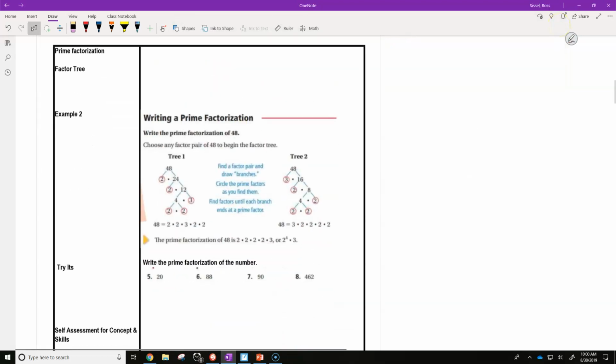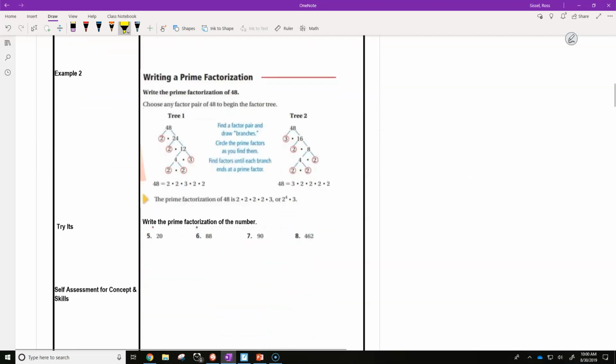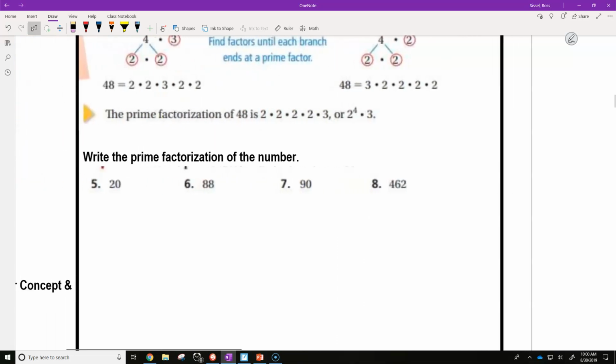Alright. Now, we've already identified prime and composite numbers. Okay? We've already done this part. Prime numbers, 1 and itself. Composite number, more than 2 factors. Here's where we are going to work on the prime factorization. Okay, this part should go pretty quick for us. I'm going to show my explanation quick. I think you guys have done well.